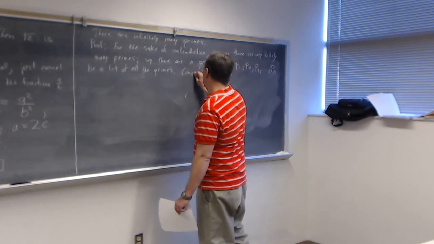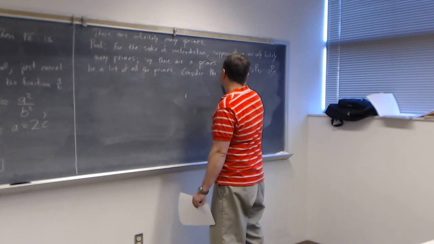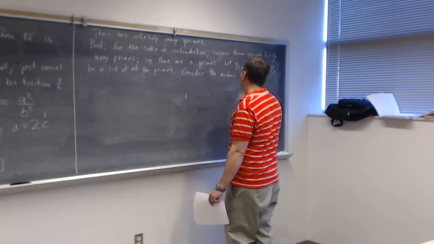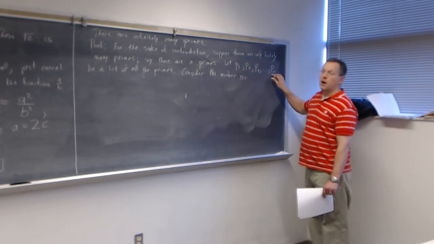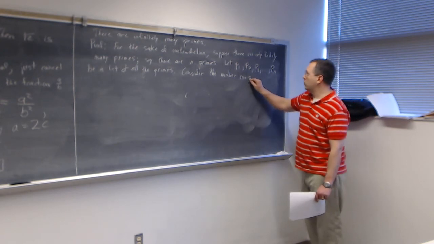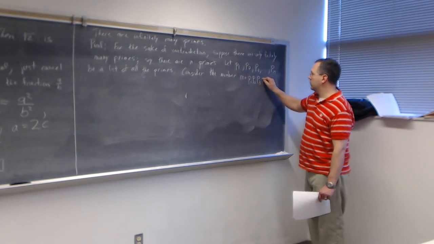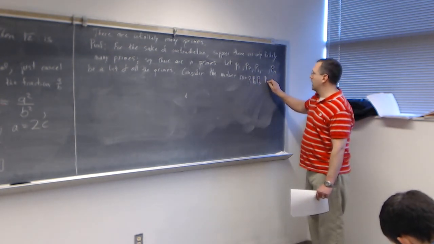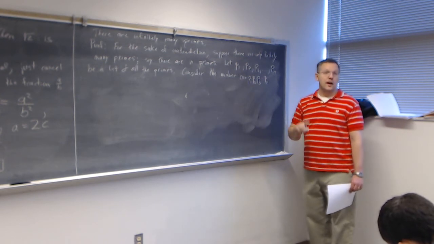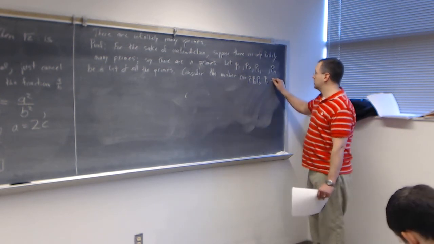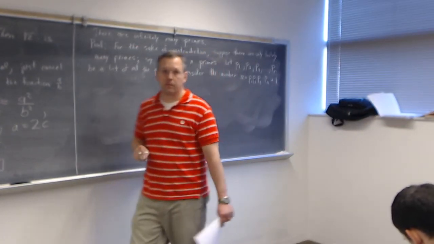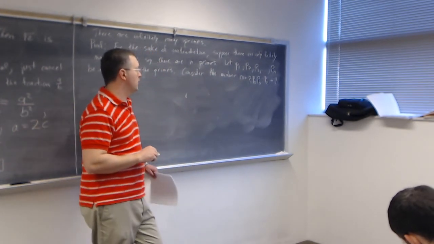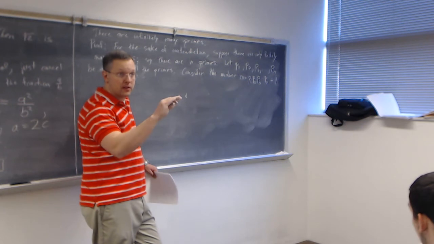So consider the number, call it m, which equals, what I'm going to do, take all these prime numbers and multiply them together. So P1 times P2 times P3 all the way up to Pn. I'm going to multiply all the primes together, and then add 1. Everybody understand the notation? I take all the prime numbers, multiply them together, and then add 1.